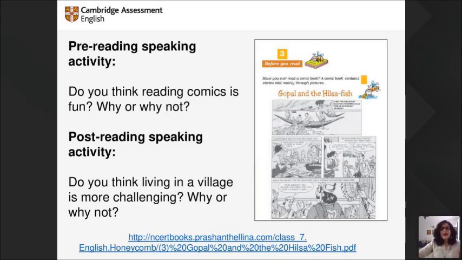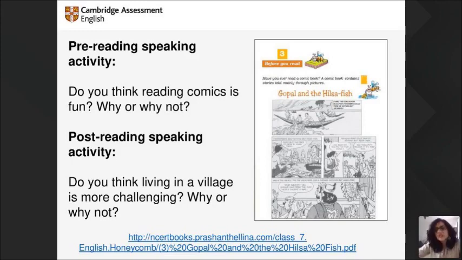Now, this story is about a witty villager called Gopal, who outwits the king. The king of the land has thrown a challenge, and Gopal is able to outsmart the king. That's the story. And the setting is a rural setting, it's in a village.